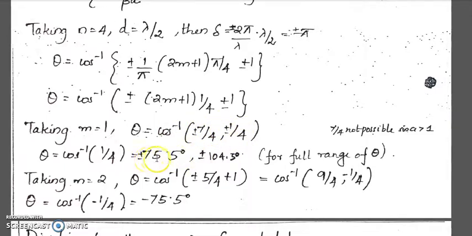So you will get theta value equal to plus or minus 75.5 degrees and plus or minus 104.5 degrees. Next we can check m equal to 2, and you will get theta is equal to plus or minus 75.5 degrees. Okay, like that.